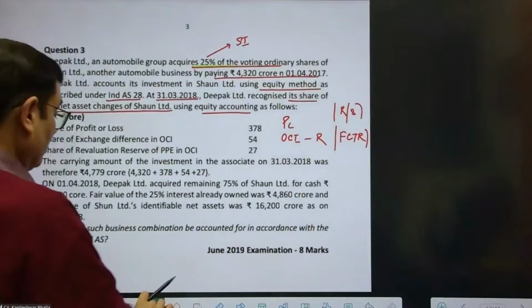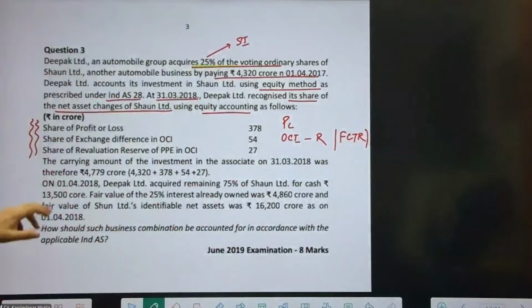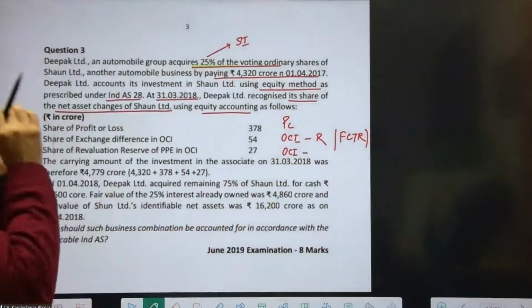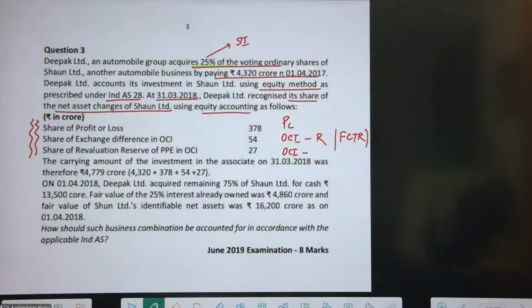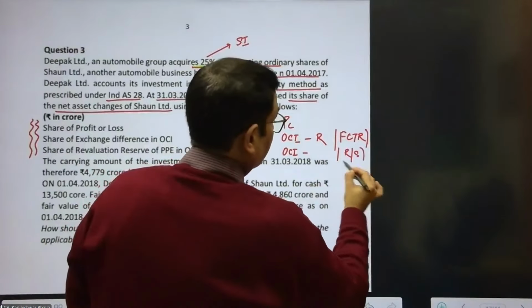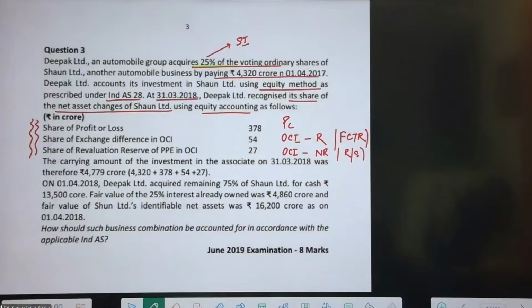And this is called revaluation surplus. Sorry, this is share of profit or loss. This is simply P&L, not revaluation. That's the next one. The share of revaluation surplus in OCI. So this also went in OCI, R or NR. I think this one you can tell me. Revaluation reserve in terms of Ind AS 16 PPE, R or NR? It is NR. So Ind AS 16 is a case of no recycling.